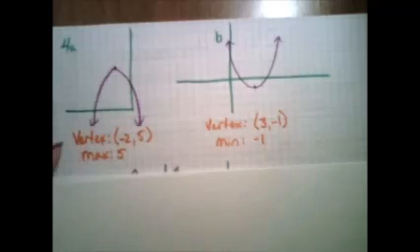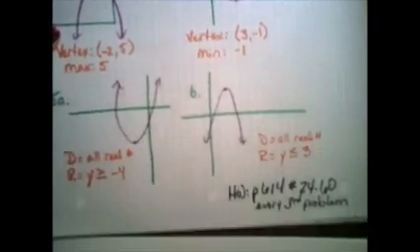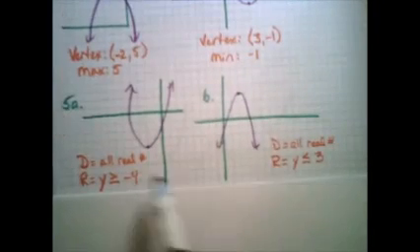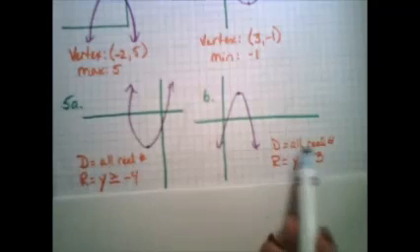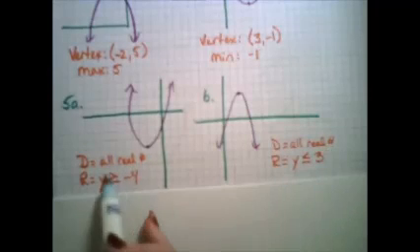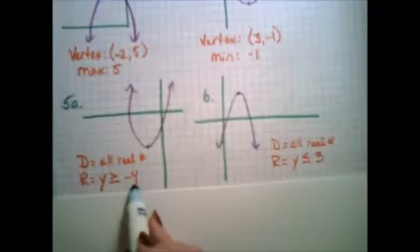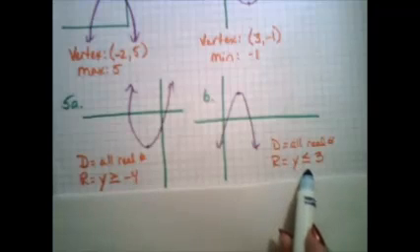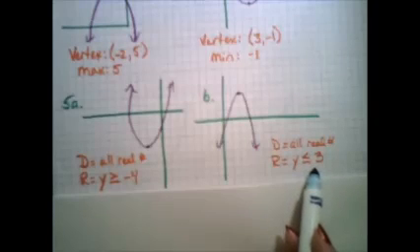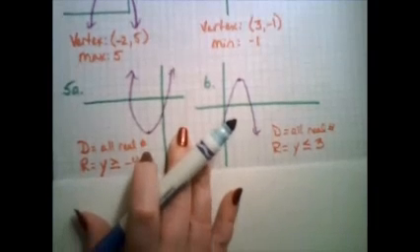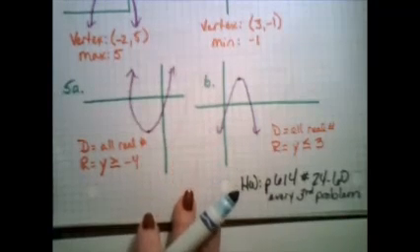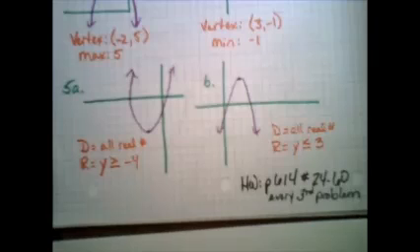Question 5 asks you to take it that step further and give the domain and the range. So the domain for both of them is all real numbers. The range here is greater than or equal to negative 4, and the range here is less than or equal to 3. Please ask if you have any questions, but this is all pretty introductory, get to know your parabola kind of questions.